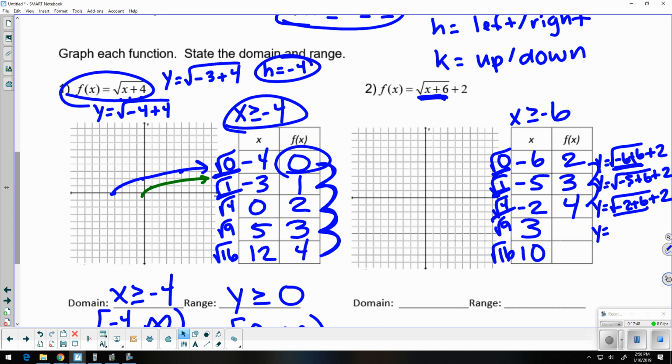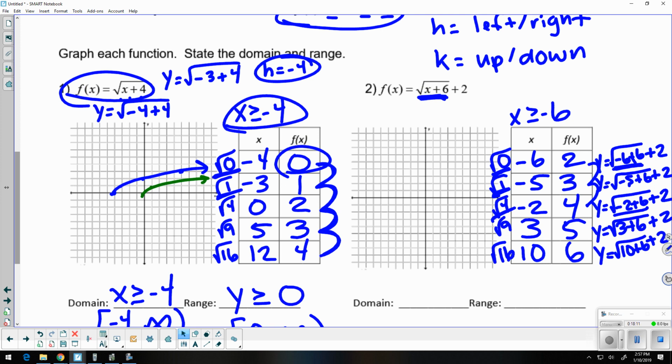So when I plug in 3 now, like I said, it's probably going to be a 5, but let's double check. We have the square root of 9 underneath, which is 3. 3 plus 2, what do you know? It's 5. And then plugging in 10, the square root of 10 plus 6, and then adding 2. The square root of 16 is 4, and 4 plus 2, you get 6. Okay, so let's graph this one now, and I'll explain it a little bit more too.